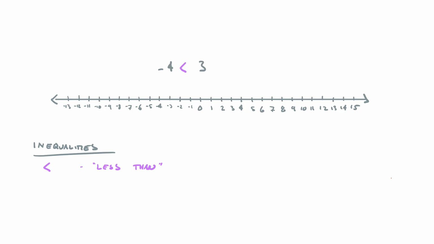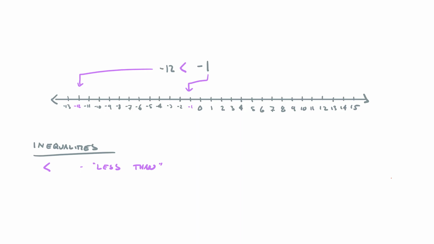So for example, -4 is less than 3, and the reason that is, is because -4 is further left on the number line than +3. Same thing we could say with -12 and -1. -12 is much further to the left on the number line than -1. Therefore, -12 is less than -1.